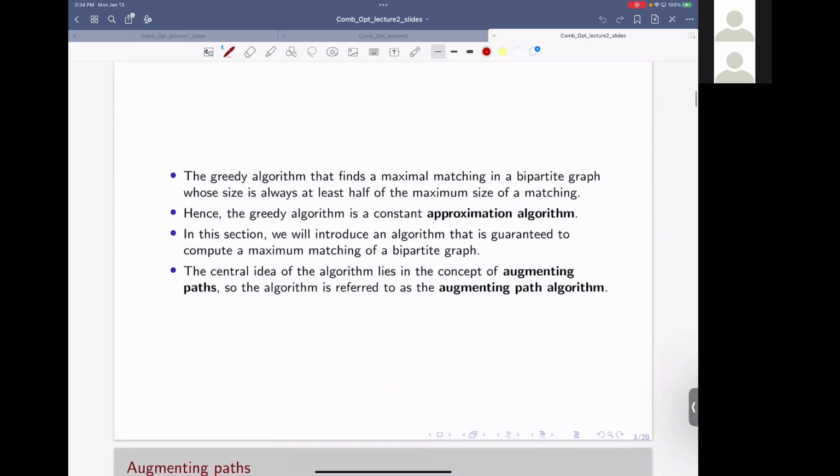The central idea is this notion of augmenting path. Augmenting is an equivalent term for increasing the size of a matching. So we're going to construct the path, and if you have such a path, you can increase the size of a matching. Now the question is, how do you find that path? That's done by the alternating tree procedure. And the overall outline of this algorithm is called the augmenting path algorithm.